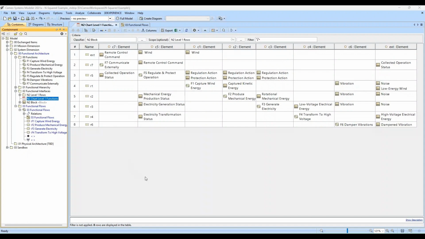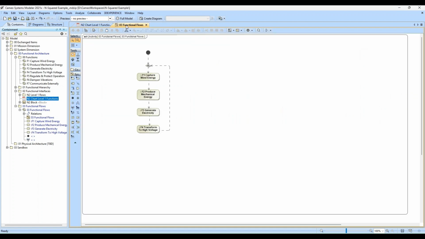There was a secondary physical flow that was running in parallel to the main physical flow that is about to reduce the vibrations produced by the functions of the main physical flow that are related to the conversion of mechanical energy and electricity. And it is the one related to function 6. So we look for function 6, drag and drop it on the activity diagram representing the functional flows and put them in parallel.